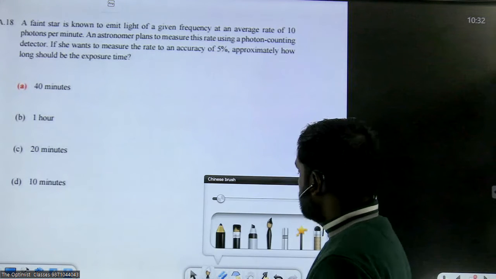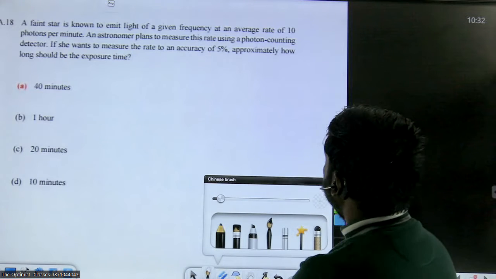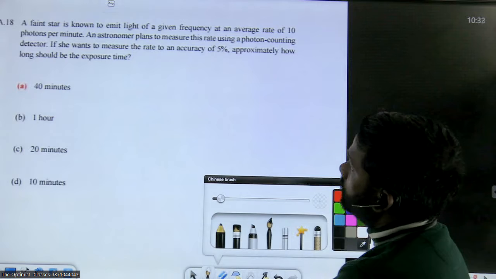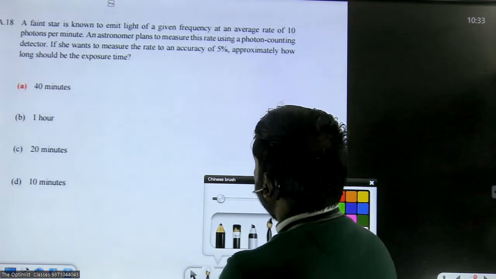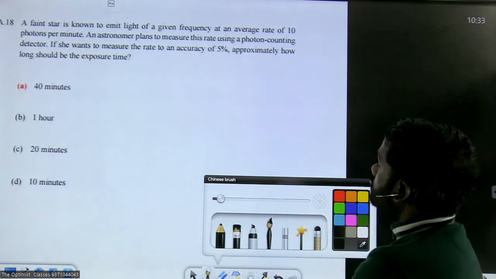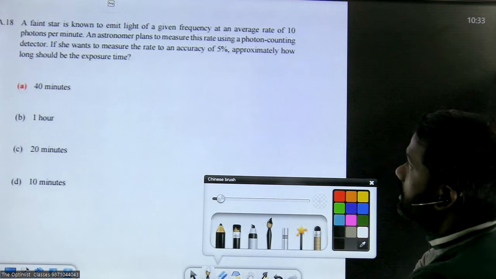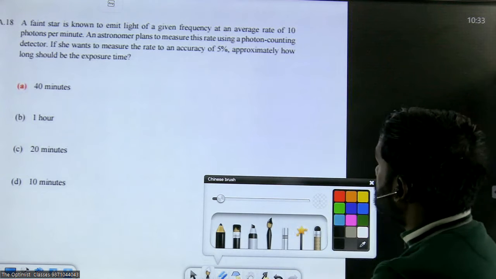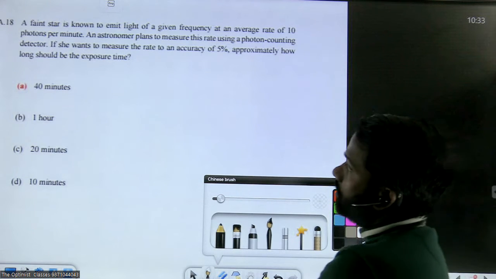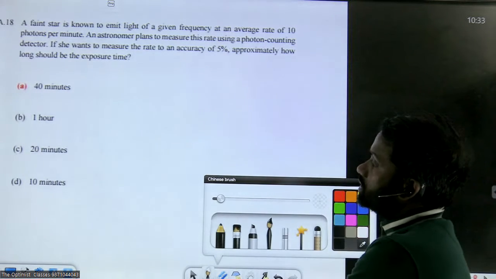Now this one. The question says a faint star is known to emit light of a given frequency at an average rate of 10 photons per minute. An astronomer plans to measure this rate using a photon counting detector. She wants to measure the rate at an accuracy of 5%. So approximately how long should be the exposure time? How long should be the exposure time? Okay, that's the question.